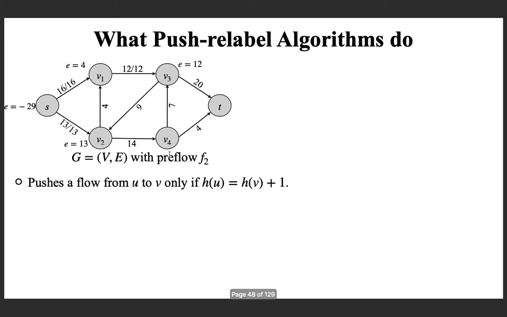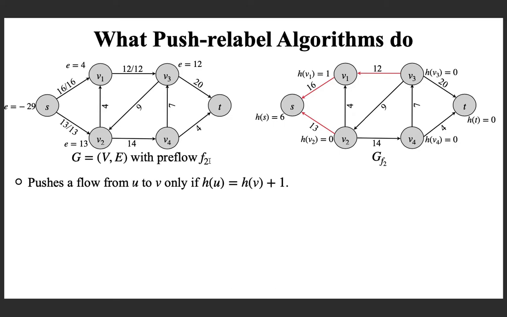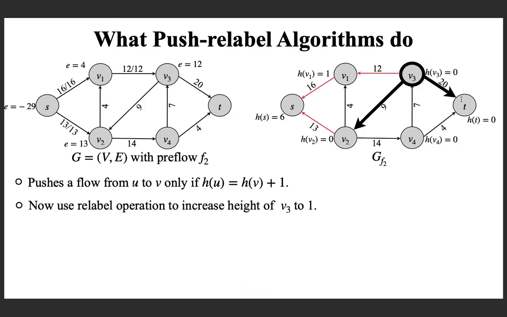Now look at that network F2, come up with the residual network and consider an intermediate vertex with an excess flow. V3 has an excess flow of 12. Look at its neighboring vertices V2 and T, and what are their heights? Both have height 0, and the vertex from which you want to discharge is again having height 0. So you can make the height of V3 1 by using a relabeling operation.